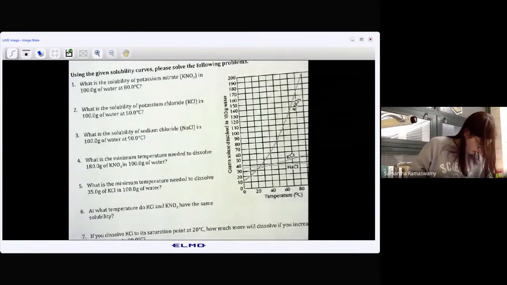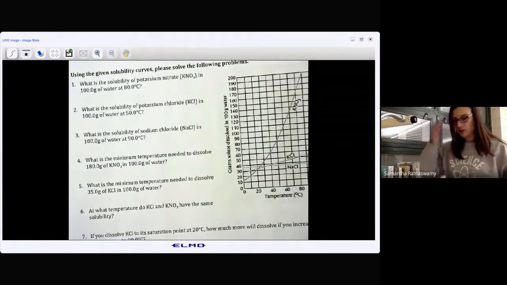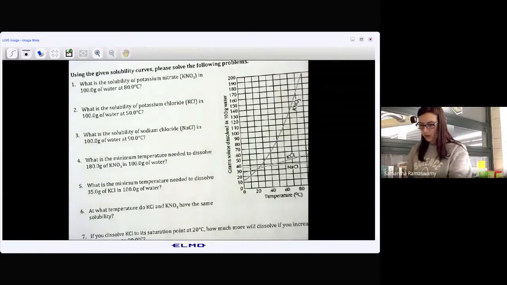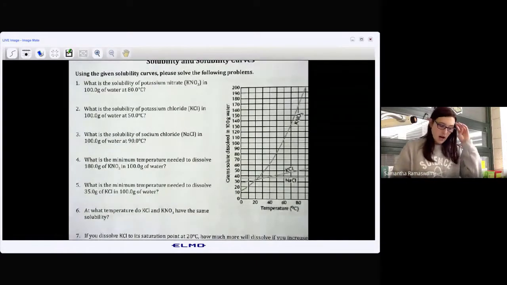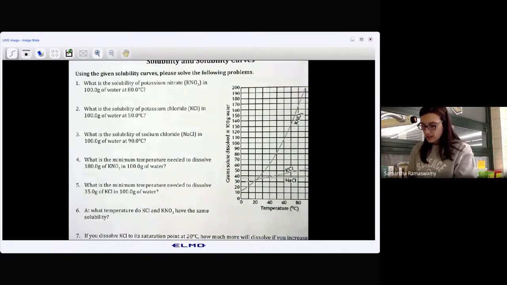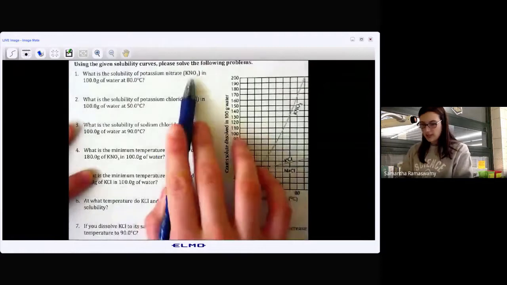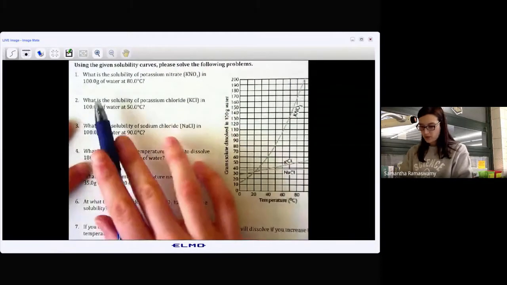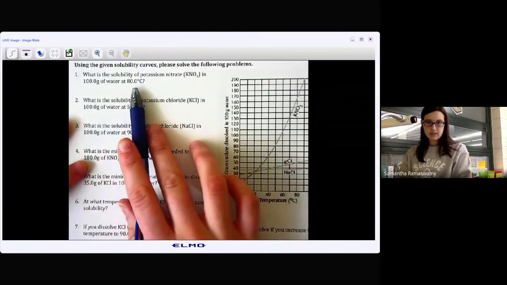So I'll get a couple different colored pens to write with. We're going to go through a couple of these together, and then I'll have you do a couple on your own. So if we take a look at number 1. Number 1 says, what is the solubility of potassium nitrate in 100 grams of water at 80 degrees Celsius?